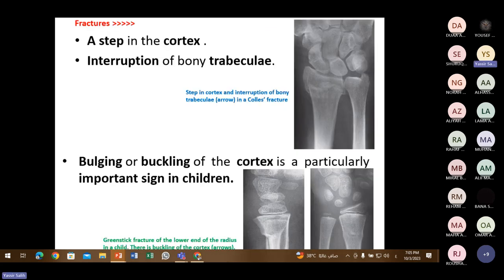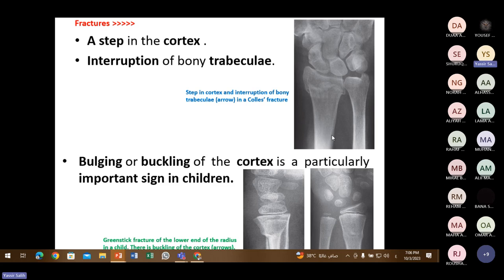The second or the third sign is stepping of the cortex. If you follow the cortex, it should be well aligned, regular, with no lateral or medial shift, not moving towards the inner or the outer side. The cortex will align well. All parts are aligned.